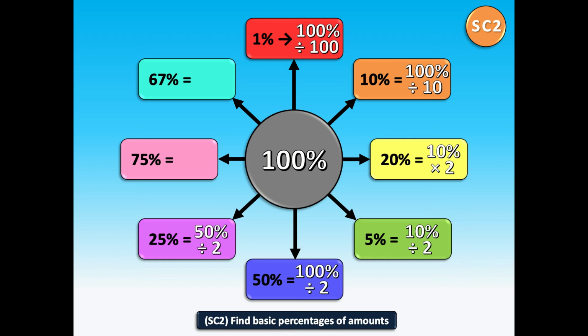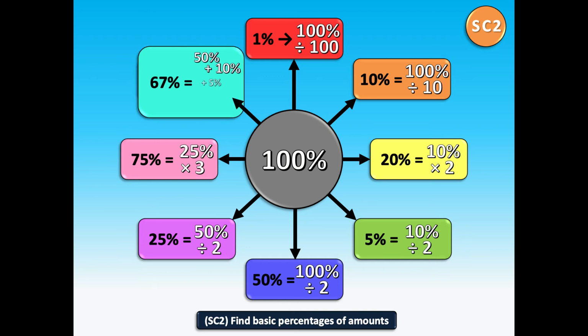To find 25%, we can half 50%. To find 75%, we can times 25% by 3. And then to find a percentage like 67%, we can add up percentages that we know how to find that add up to make 67%.